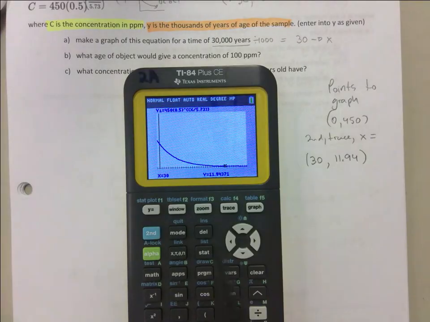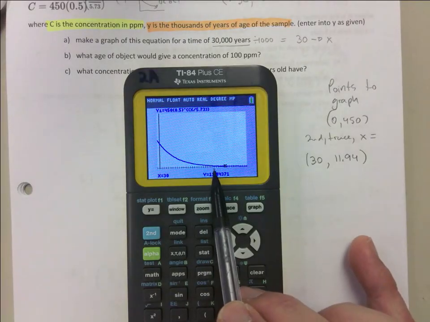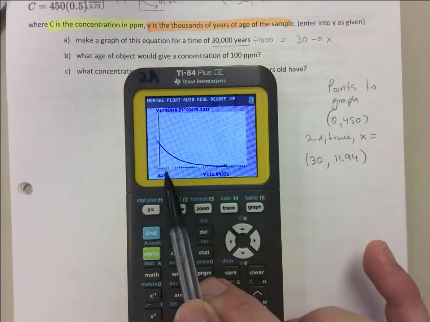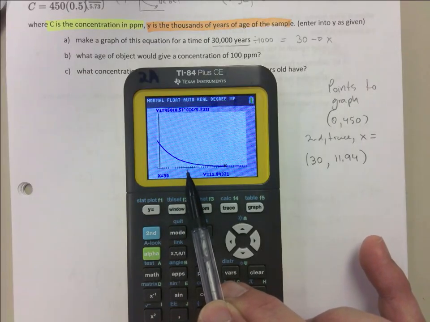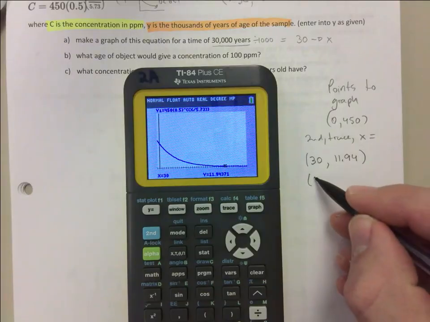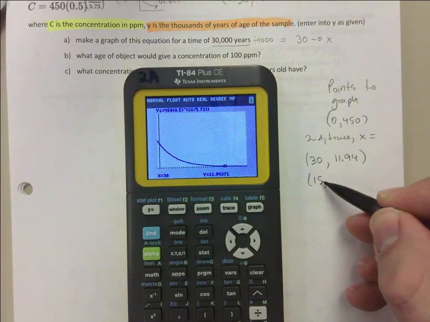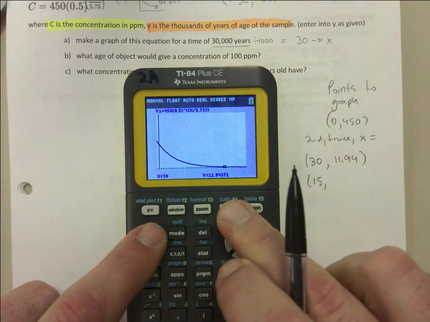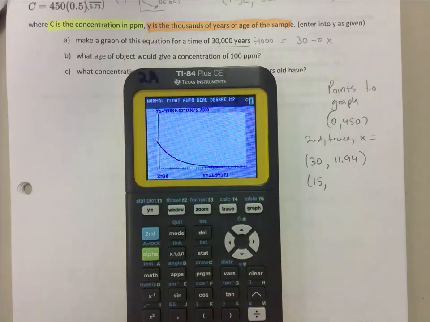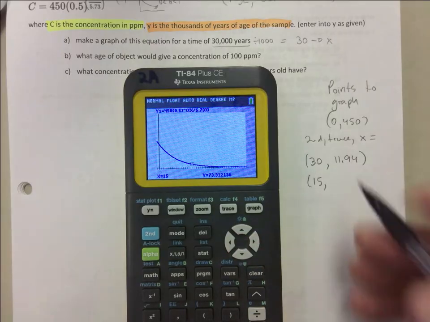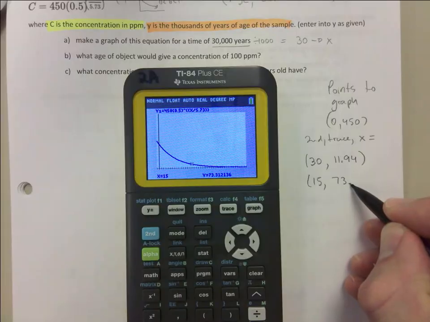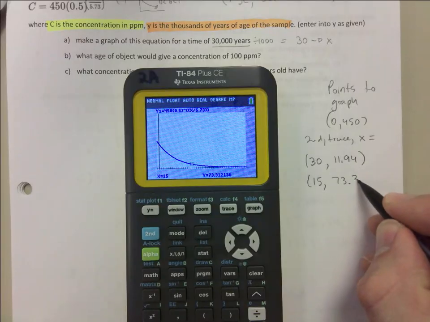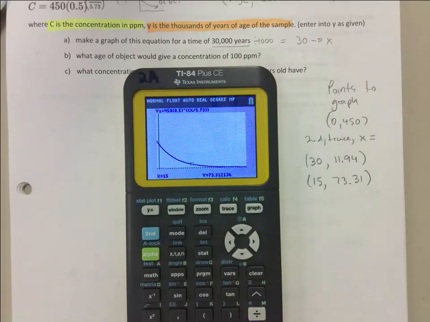And my suggestion would always be, if this is 30, try to find another point somewhere halfway through. So I'm going to say x is equal to 15. When x is equal to 15, what is y? Just to help me graph this thing. Second trace, 1 for value, 15. That's 73.31. That is good enough.